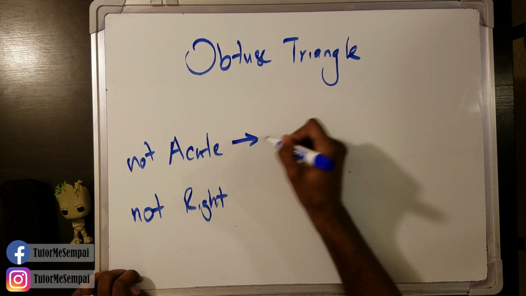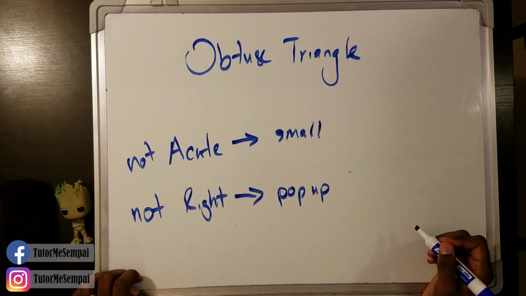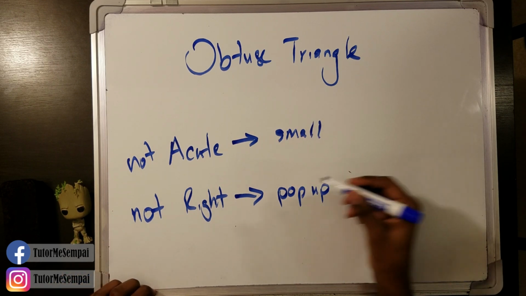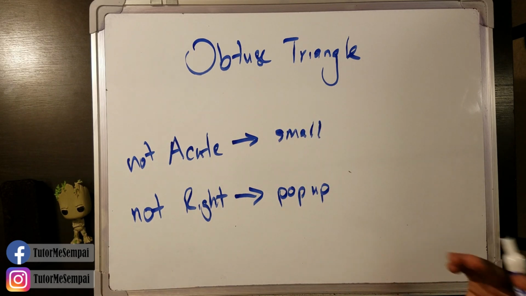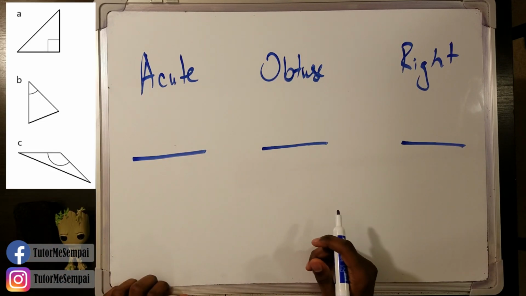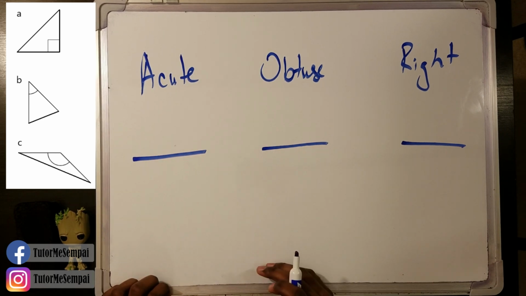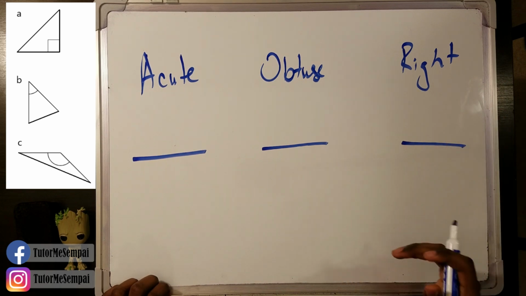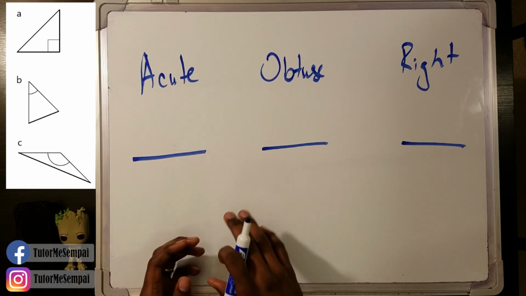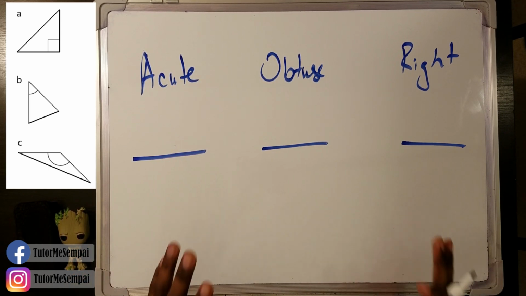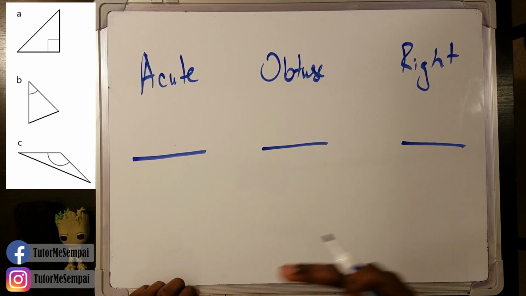Remember, acutes, small. Rights, pop up. Small things are kind of cute. You're popping straight up out of bed. And if you're not any of these, you fall into an obtuse triangle. So let's look at our problem for today, in which we have these three triangles, and we're trying to identify which one is an acute triangle, which is an obtuse triangle, and which one is our right triangle. And we can go down the Goldilocks route, or we can go down the cute or the pop right up route. But whatever you do, I want you to stick to it, and we're going to use that to figure out which ones are our triangles today.